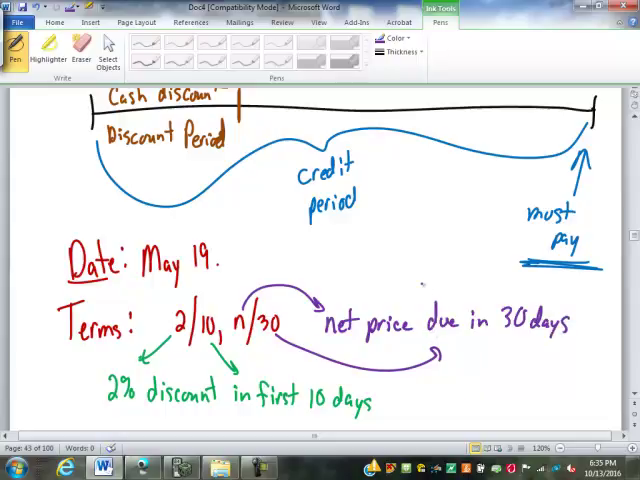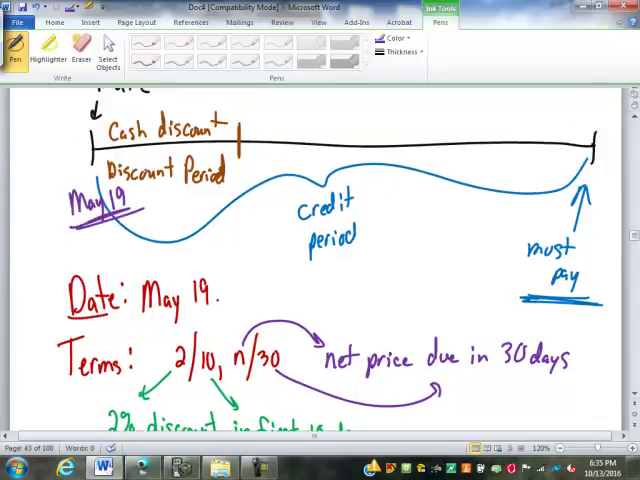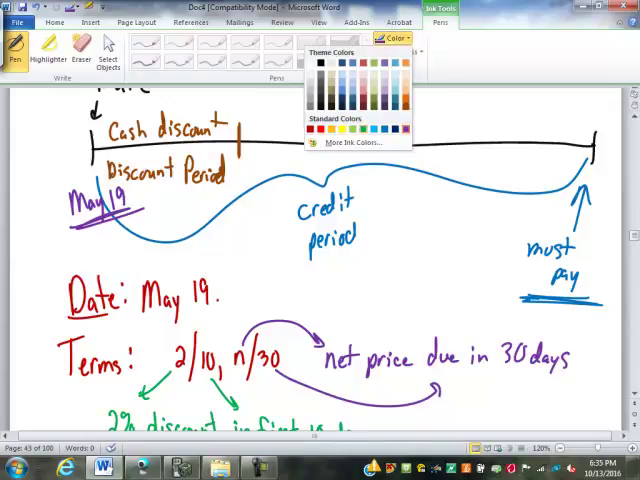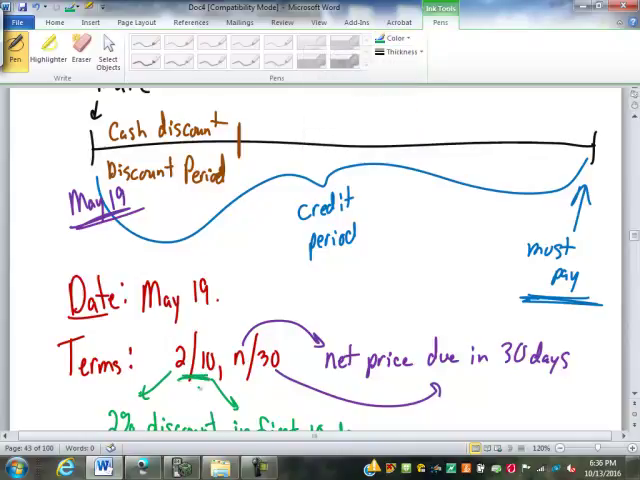So if I'm looking at this timeline up here, May 19th would be the beginning of this. That'd be at the very beginning. The discount period, 2/10, goes for 10 days. So if you pay within the first 10 days of the invoice date, you'll get that 2% discount. What day does that discount period end? May 29th. Very good. You get 2% discount if you pay between May 19th and May 29th.